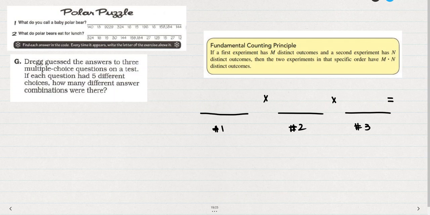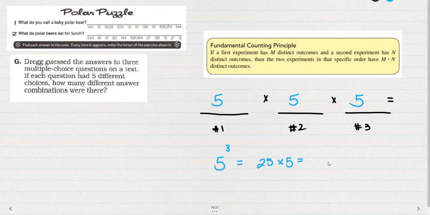The first question has 5 answers to choose from. The second question has 5 answers to choose from, and the third has 5 answers to choose from. So how many different answer combinations are there? It's going to be 5 cubed, 5 times 5 times 5. That'll tell us how many total possibilities there are.